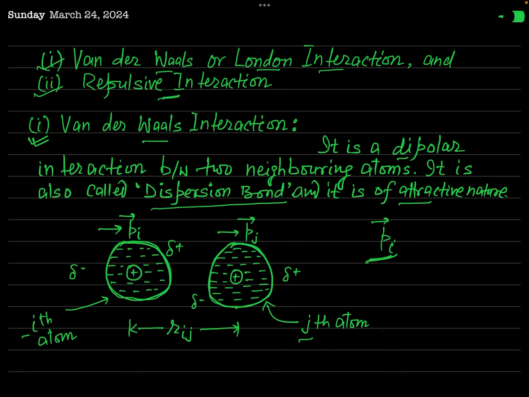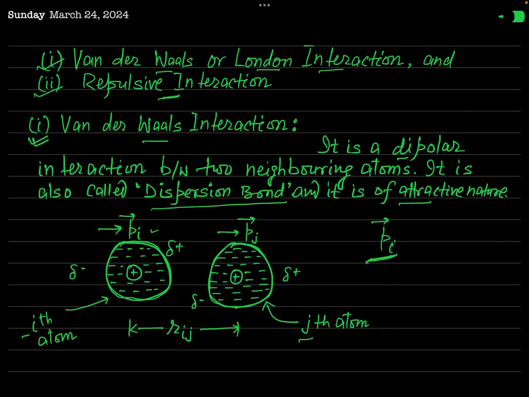this p i is the dipole moment. Now, due to induction by the jth atom, this ith atom behaves as an electric dipole having dipole moment p i, as I have shown in this figure. Now, this atom i, which now acts like an electric dipole, produces an electric field at the site of this second atom j. And that electric field also induces an electric dipole moment in the jth atom.